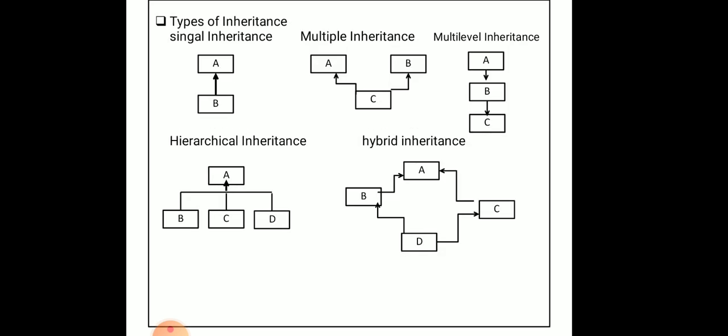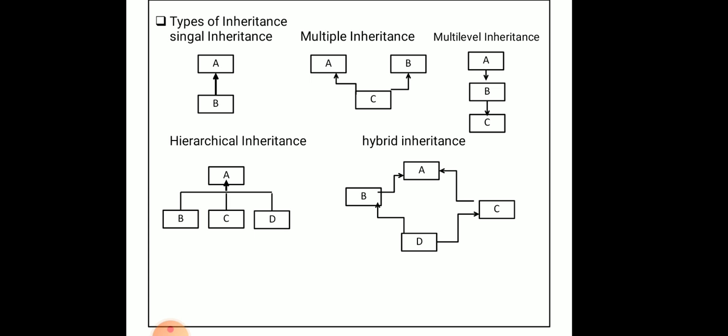Next, types of inheritance. Here we will see five types of inheritance. The first one is single inheritance. In single inheritance, only one class is the parent class and one class is the child class, meaning there are only two classes: one is the parent class and the second is the child class. The child class inherits the properties of the parent class. Here B is the child class and A is the parent class. B automatically inherits the properties of the parent class, meaning the B class inherits the properties of the A class.